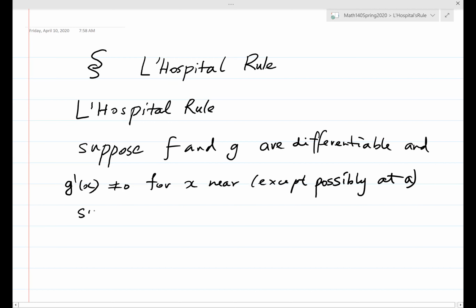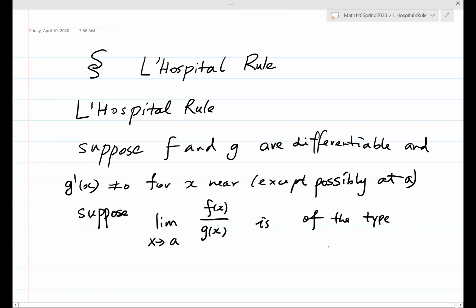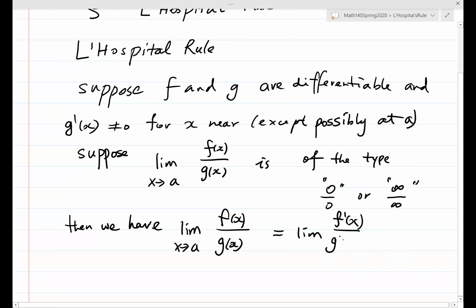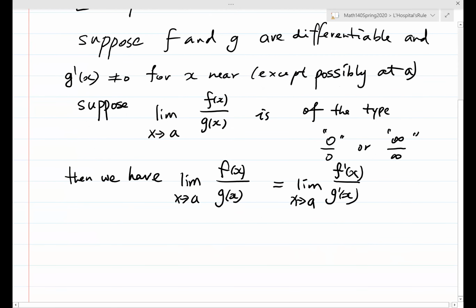Then, if we have infinity over infinity or 0 over 0, suppose the limit as x approaches some number a of f(x) over g(x) is of the type 0 over 0 or infinity over infinity, then we have that the limit as x approaches a of f(x) over g(x) is equal to this limit, where they both take derivative, as x approaches a. All right, some examples.